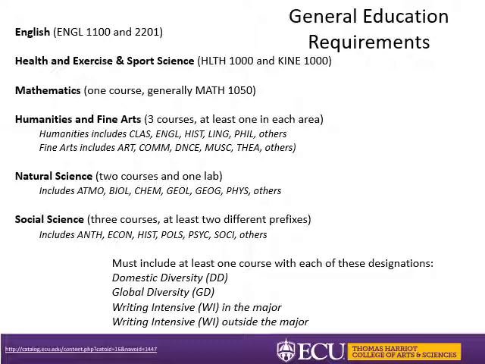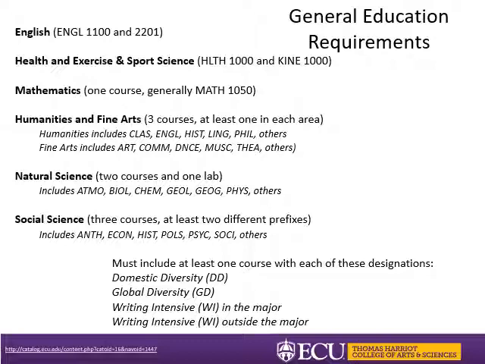The first is humanities and fine arts. You'll take 3 courses, at least 1 in humanities, 1 in fine arts, and the third in either area. Humanities includes courses in classics, English, history, linguistics, philosophy, among others. Fine arts includes art, communications, dance, music, and theater. The second group is natural science, where you'll need to take 2 courses and 1 lab course. These include certain courses in atmospheric science, biology, chemistry, geology, geography, and physics, among others.